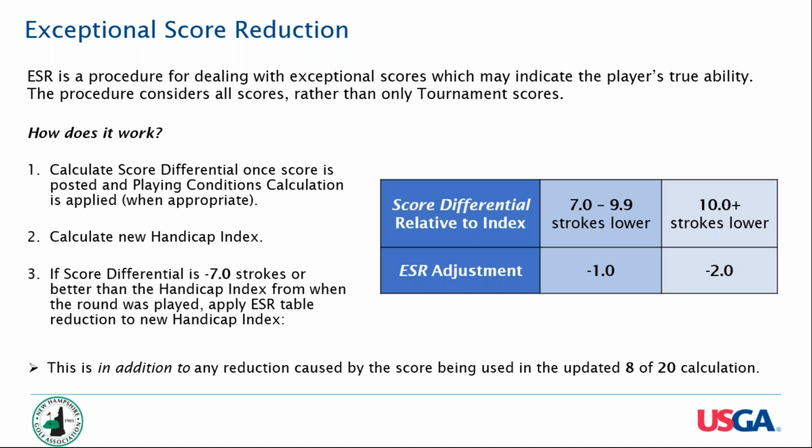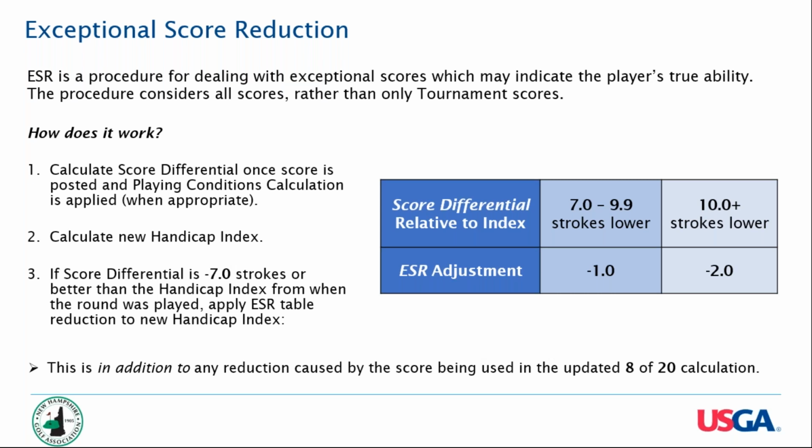So in the past, it was just T scores. Now it's any score. So how does it work? We calculate the score differential once a score is posted and the playing conditions calculation is applied, if it's applied. We calculate the new handicap index. If the score differential is 7 strokes or better than the handicap index from when the round was played, we're going to apply the ESR table reduction.